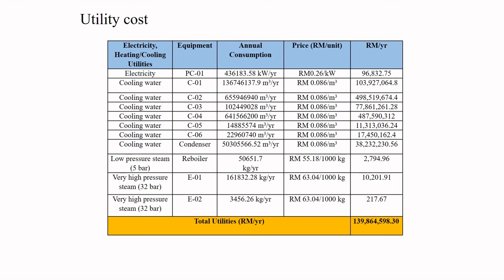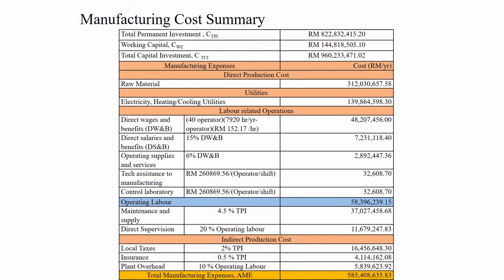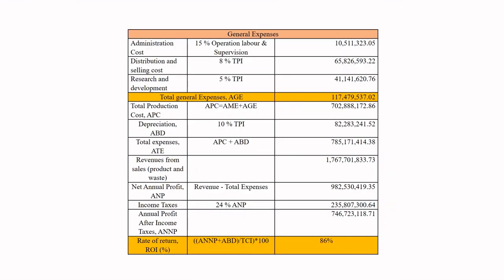Next, the term utilities includes cooling and heating utilities, steam, and electricity. The current cost of utilities supplied by the utilities company can be obtained from local area offices. Followed by that is the total production and manufacturing cost summary. Total production costs include general expenses and manufacturing cost. Manufacturing cost comprises direct and indirect production costs. At the end of the summary, the rate of return is calculated by obtaining the annual profit after income taxes and the depreciation value. The return on investment, or rate of return, obtained is 86%.